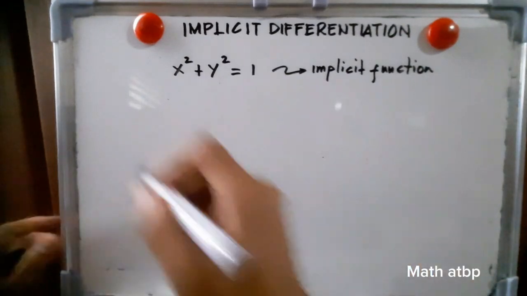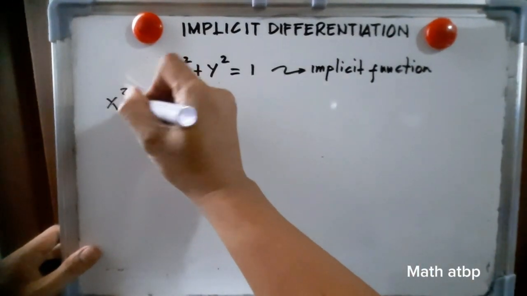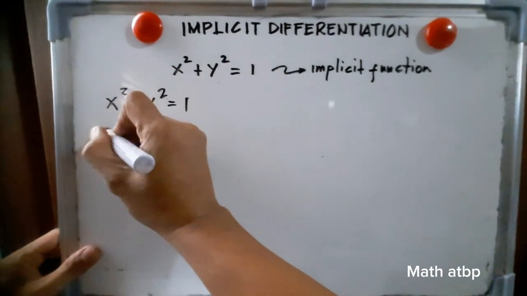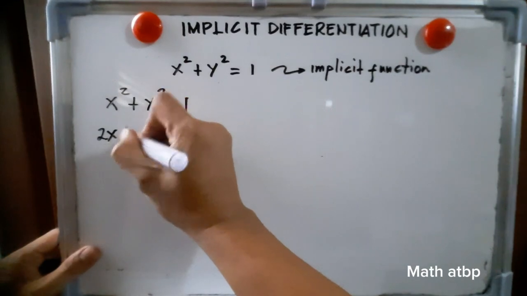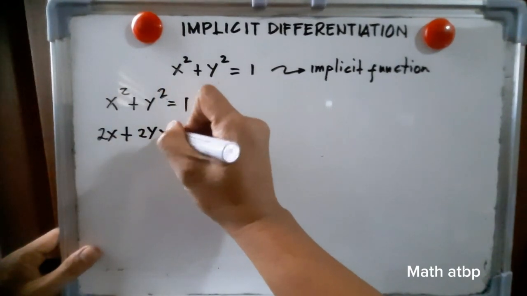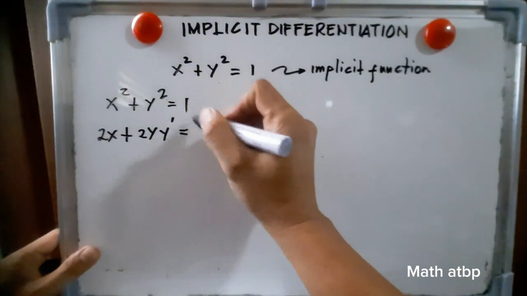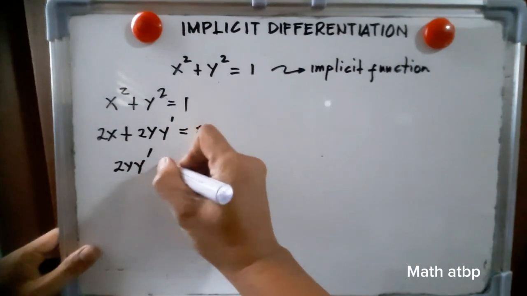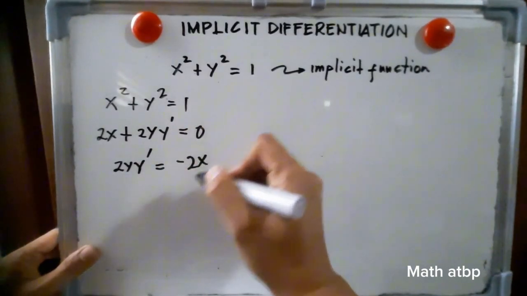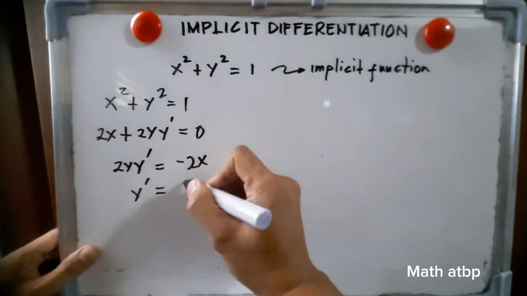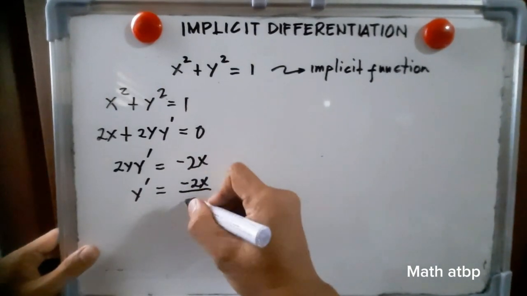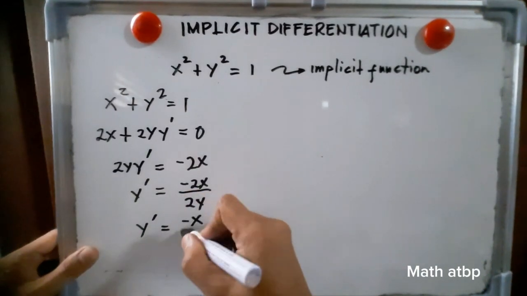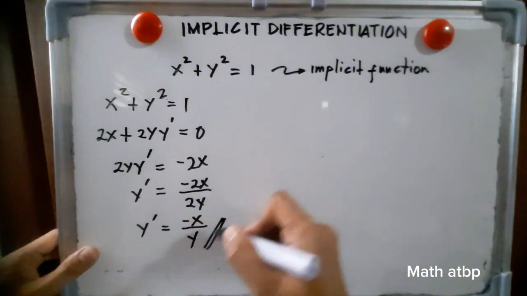Okay, let's start. X squared plus y squared is equal to 1. How are you going to differentiate this? The derivative of x squared is 2x, but the derivative of y squared is 2y y prime, and the derivative of a constant is 0. Therefore, we have 2y y prime equal to negative 2x, and y prime is equal to negative 2x over 2y. Finally, we have y prime equal to negative x over y. That is your y prime.